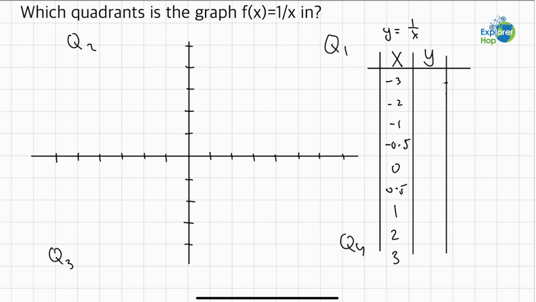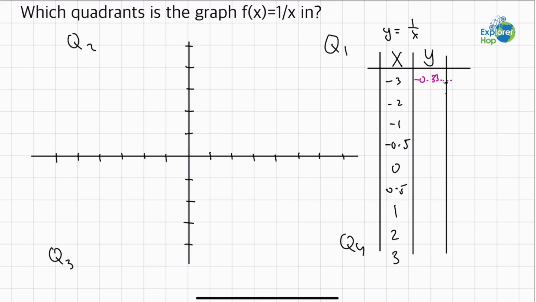And I also made a table of y and x values on the right side with the equation y equals 1 over x. So first let's plug in all of the x values into the equation to get the y values. So first, negative 3. So y equals 1 over negative 3, which is equal to negative 0.33.